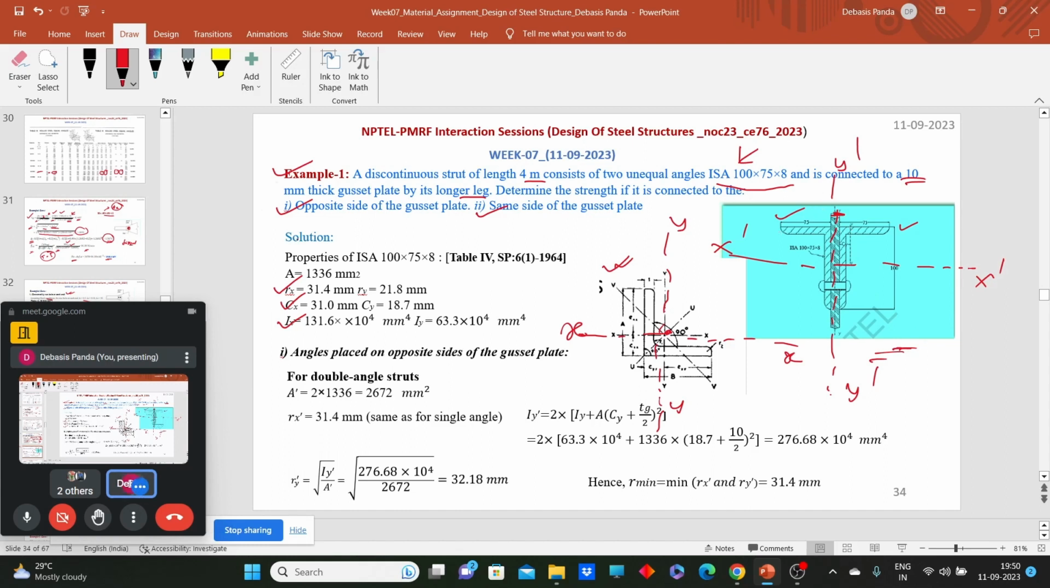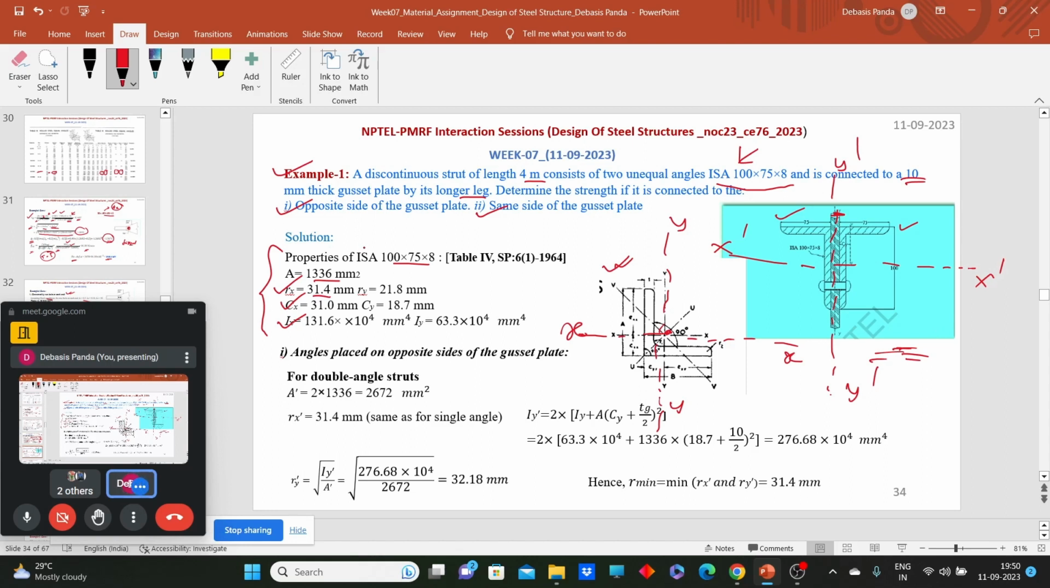When we solve this problem, first go to SP6 and take all these properties, like the cross sectional area of ISA 100 by 75 by 8, and the Rx and Ry values, that means the radius of gyration about the X and Y axis. I have just shown you how we can find these values from SP6. Now the Cx values and Ix values. For this arrangement, we are talking about two angle sections placed back to back, on opposite sides of the gusset plate.